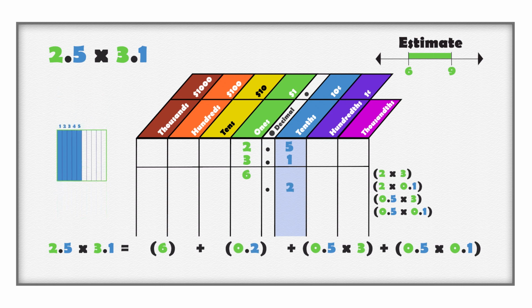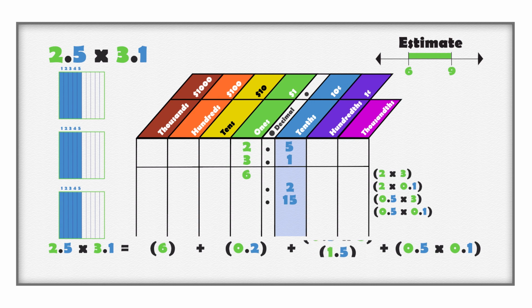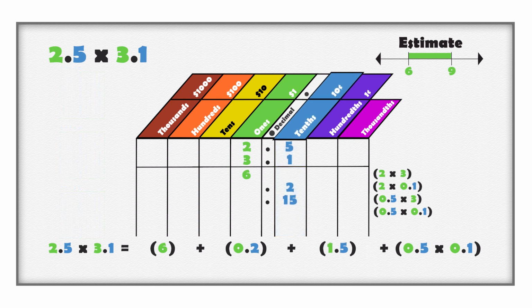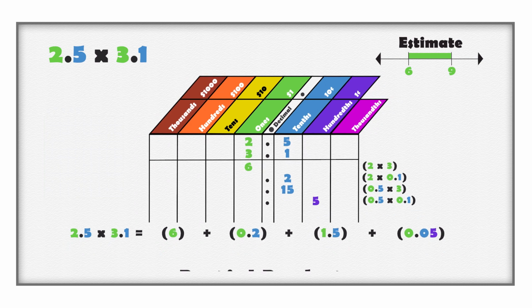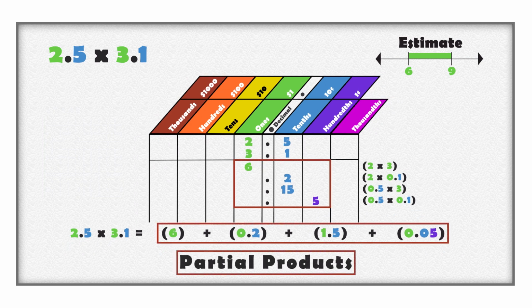5/10 multiplied with 3 is 15/10. When tenths are multiplied with tenths, you get hundredths. 5/10 multiplied with 1/10 is 5/100ths. These values in the chart are called partial products. When we add them together, we get the total product of the two decimal numbers.